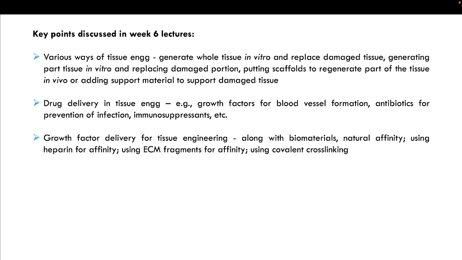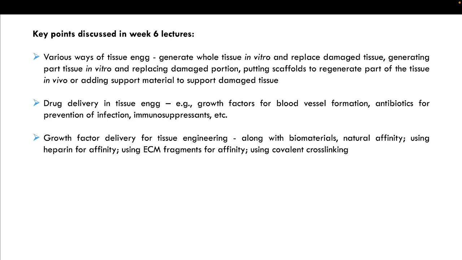To do that, first of all, you can select biomaterials in such a way that they will have a natural affinity for this growth factor. So your growth factor can directly go and bind to these biomaterials, and then you can deliver these growth factors inside the patient's body. Or in case, let's say you're not able to identify a particular biomaterial and the affinity for this growth factor to the biomaterial is very less.